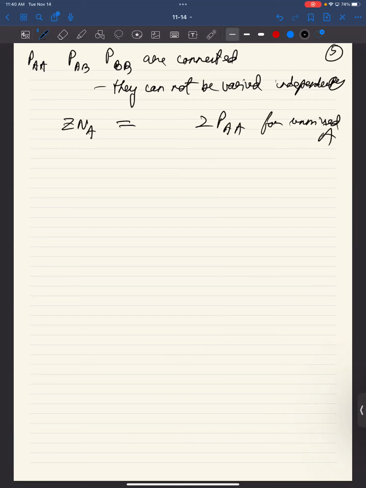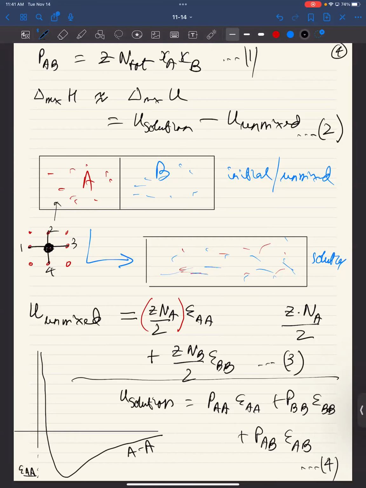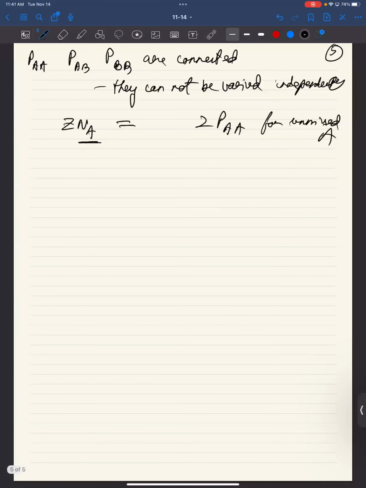So what are you saying here? You're saying here that you are counting the number of A atoms and multiplying it with the coordination number, right? So what is ZNA? ZNA is the total number of bonds that an A atom can form in the system. If it was a pure system, it would be just 2PAA, taking double counting into account, right? That's how we did over here. We wrote down PAA for unmixed to be ZNA by 2. Here, there is a difference. What is that correction coming from? Should it depend on PBB? Should it depend on PAB?